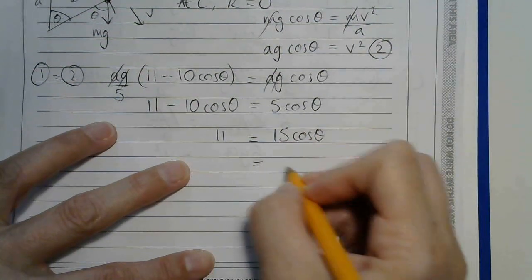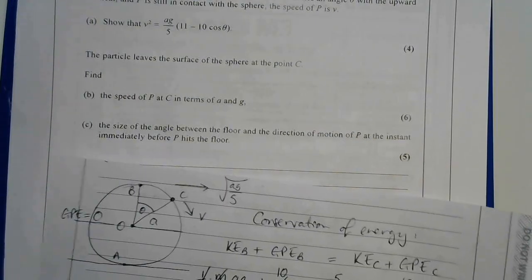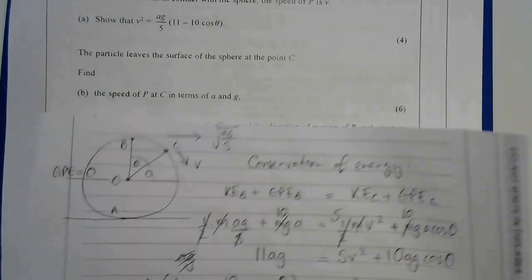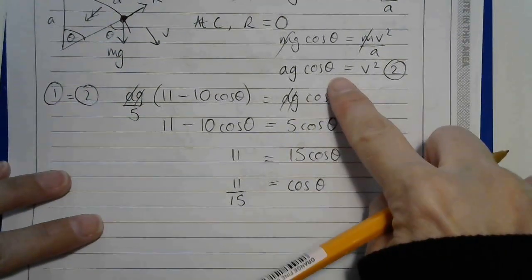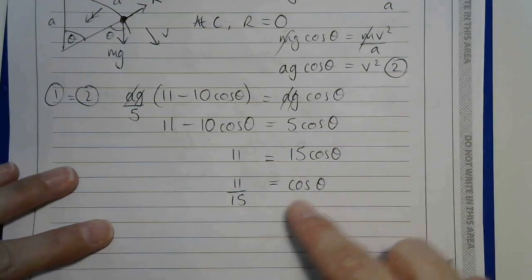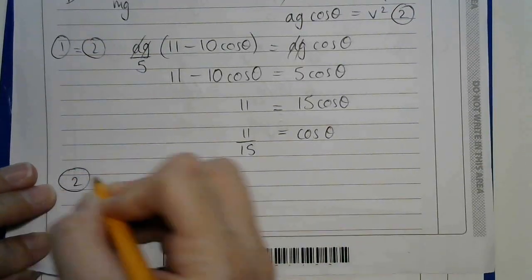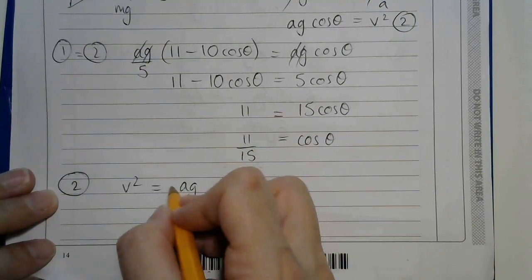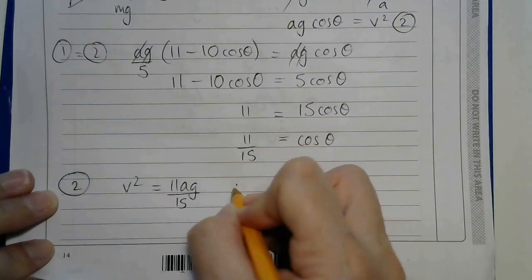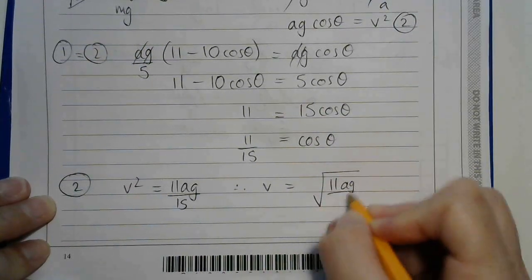And then divide both sides by 15. So I end up with cos theta is 11 over 15. Just let me check what they wanted. They said find the speed of P. Okay, so once I've got what cos theta is, I can pop that into here to work out what the speed is. So equation 2 now gives me that v squared is ag multiplied by 11 over 15. So therefore the speed is the square root of 11ag over 15.